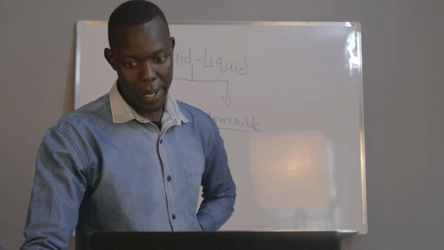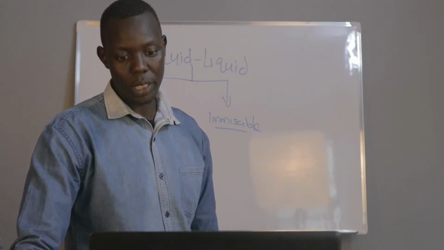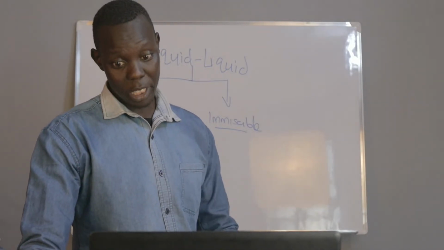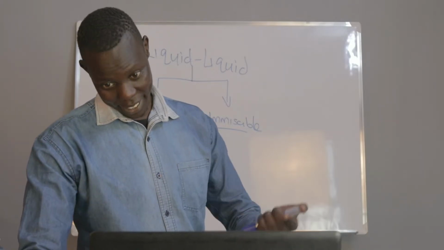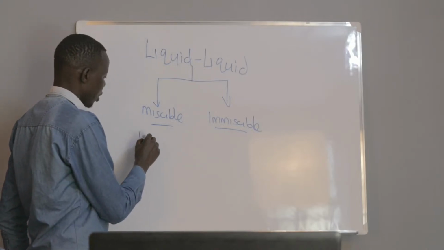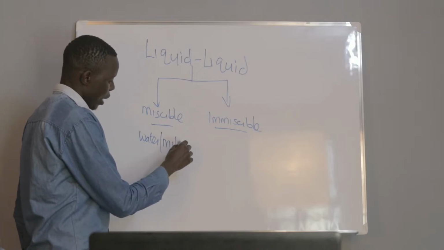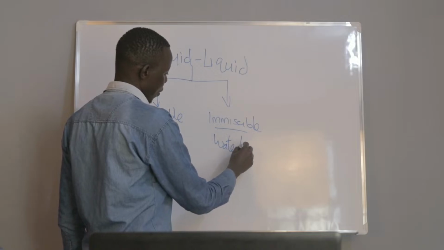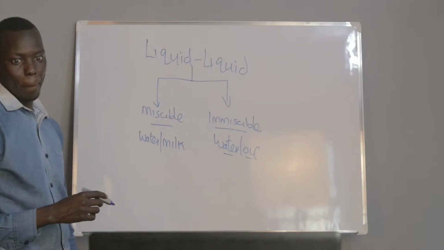Water and milk, that is miscible. Why? Because they form homogeneous layer. Water and paraffin, immiscible. They form heterogeneous layer. So example here, you can say water and milk. Example here, water and oil. They do not mix.